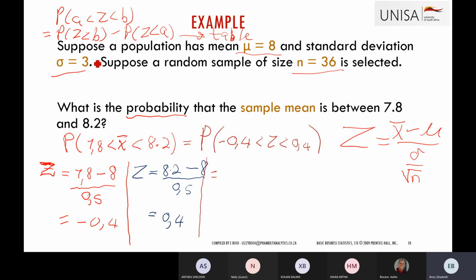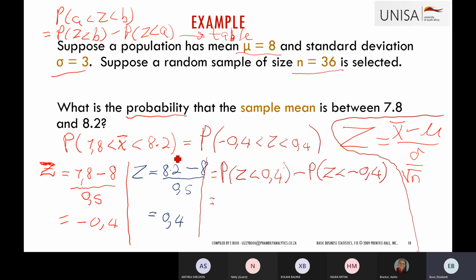Since I know that for the probability of a Z score between two values, I need to find the probability of Z of B, because B is the second one, it means I must do Z less than 0.4 minus the probability of Z less than A. Our A is minus 0.4. Now we need to go to the table.